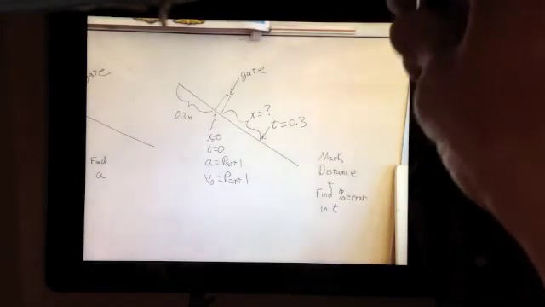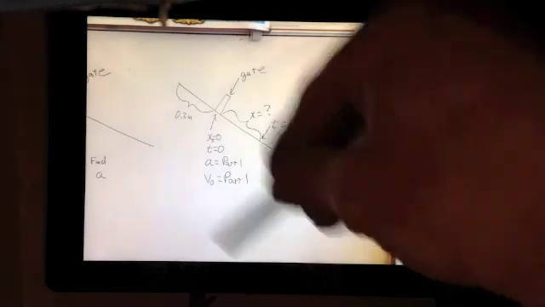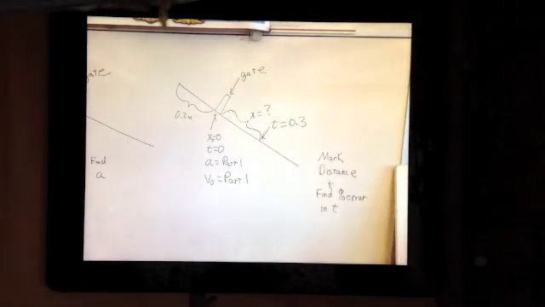And there's more details in other videos, but that's the big picture overview of what the lab is trying to accomplish.